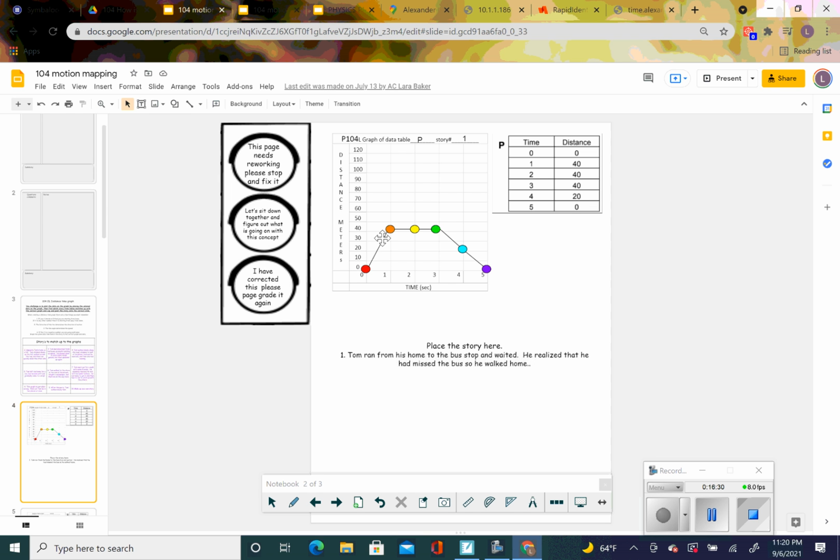Is this line steep? Now, you compare it to the other lines. So this line is very steep compared to the other lines. So he's moving very quickly. Then he stopped. And then he changes direction because the line's going downwards. He's going towards home, but he's going slower.